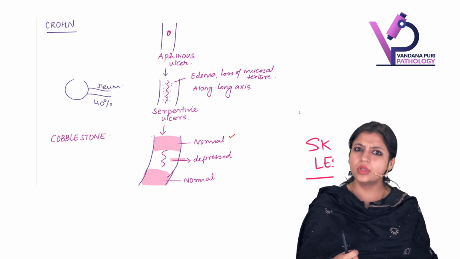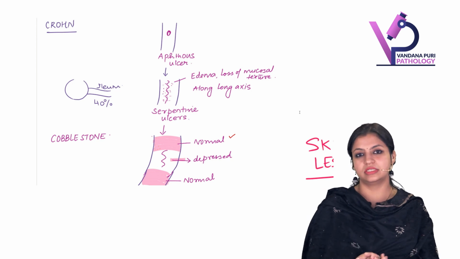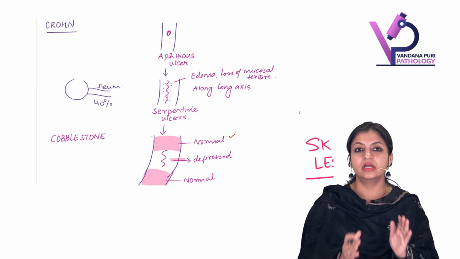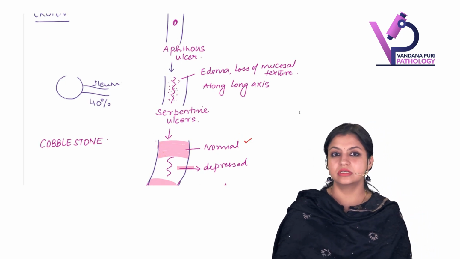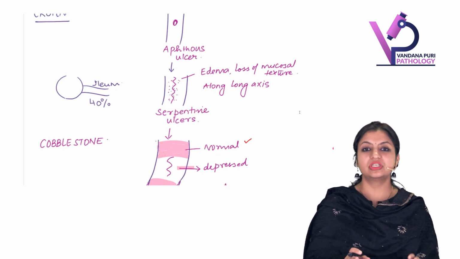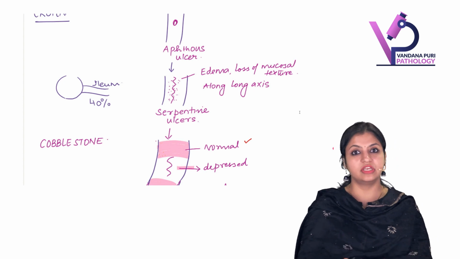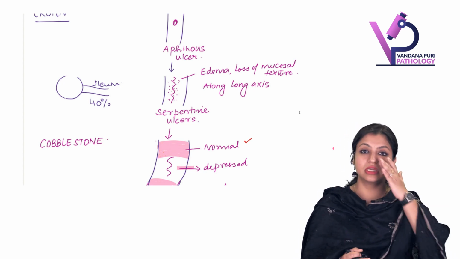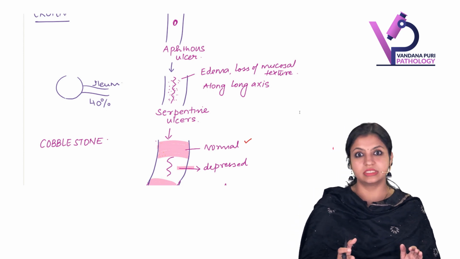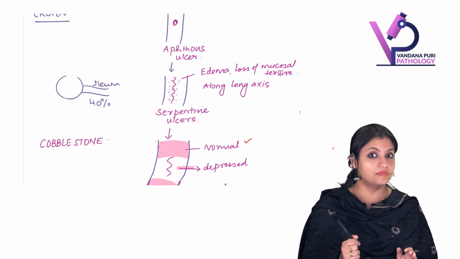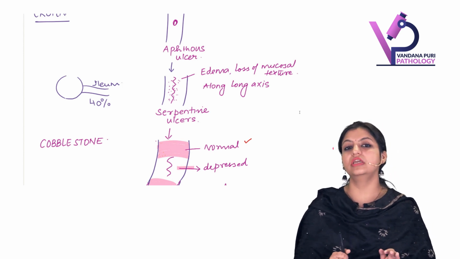Now the point is, where is all this happening? Which part of the intestine? It can involve any part of the intestine, but most commonly it involves the small intestine, especially the ileum and ileocecal region. The small intestine is involved in 40% of the cases. So small intestine is usually more commonly involved, but remember, it can involve any part of the intestine.